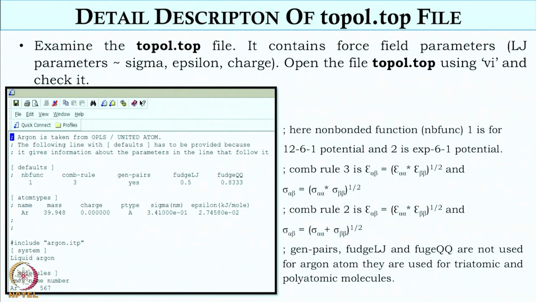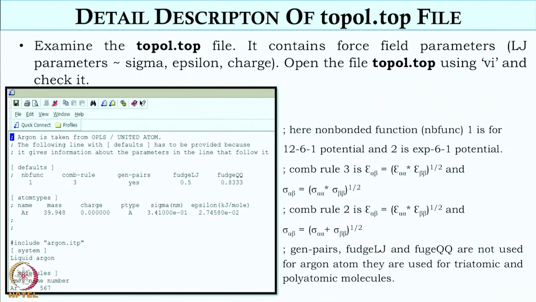That we will come to when we come to water and other mixtures. And the last line is, what is that? Gen pairs, fudge LJ and fudge QQ. Right. It is used for polyatomic molecules and for triatomic molecules. For a monoatomic molecule like argon, we don't use it.